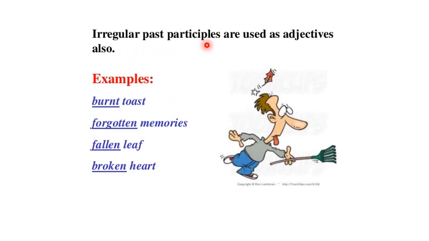Irregular past participles are used as adjectives also. For example, burnt toast. In this phrase, burnt is an irregular past participle. Forgotten memories, fallen leaf, or broken heart. So here you can see burnt, forgotten, fallen, and broken are past participle forms of the verb which are used as adjectives here.